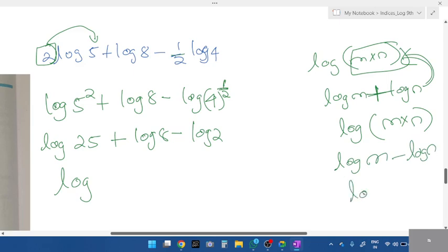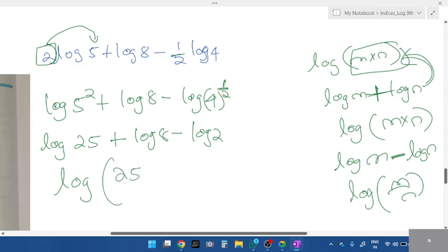Take log common. What do you do with m and n, students? When minus is given, what do we do? Multiply or divide? Divide. We use the same concept. Look at log, all three as log. Take log common. For 25.